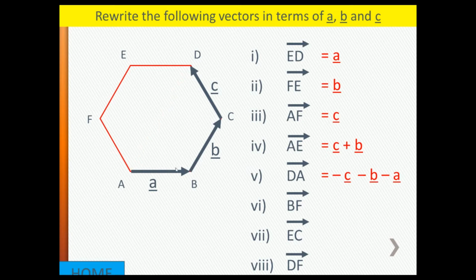What about BDF? This should help you out. So we're going to go back along this way, so it's going to be minus a. And that one was plus c. So it's minus a plus c.